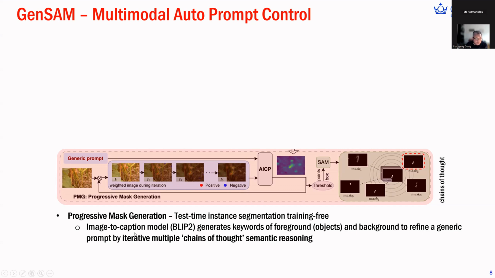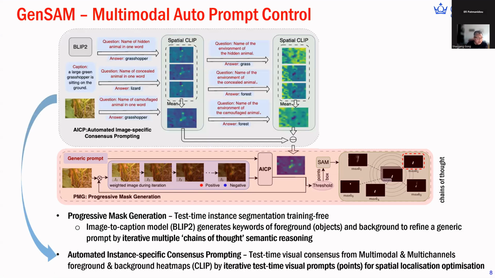In terms of the data flow, it starts with the image going to a caption model, BLIP2, which generates hypotheses. We call them keywords of plausible foreground and background. So there are multiple hypotheses of foreground and background. Then it goes through an iterative multiple chain-of-thought reasoning, and comes back to regenerate the mask and goes through that loop again. So here's a bit more detail.